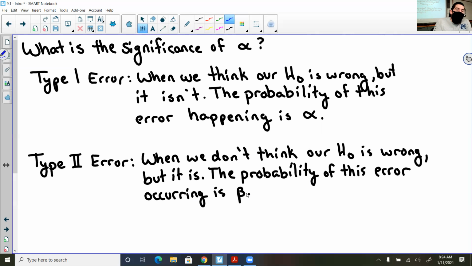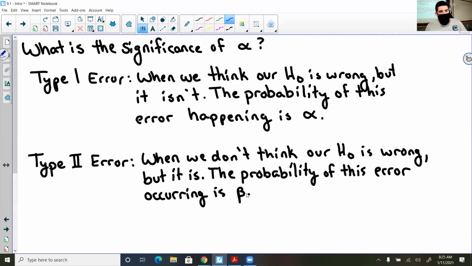Now, we are only going to be using our type 1 error. So we're working in the world where we are making a mistake, but it's not that bad of a mistake. Future chapters get into beta and type 2 errors. We're not going to be working with beta. We're only working with alpha. So a type 1 error would be alpha. That's the probability of thinking something's wrong when it isn't. And then type 2 is beta. That's thinking that something isn't wrong when it actually is.